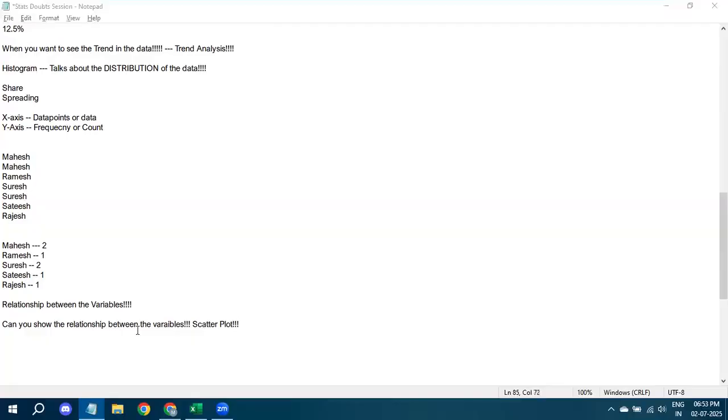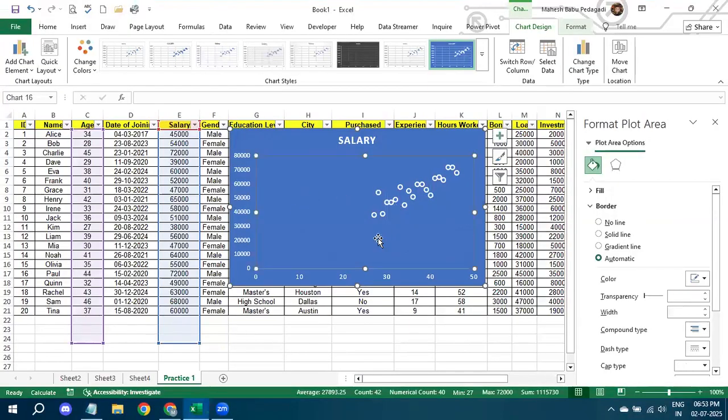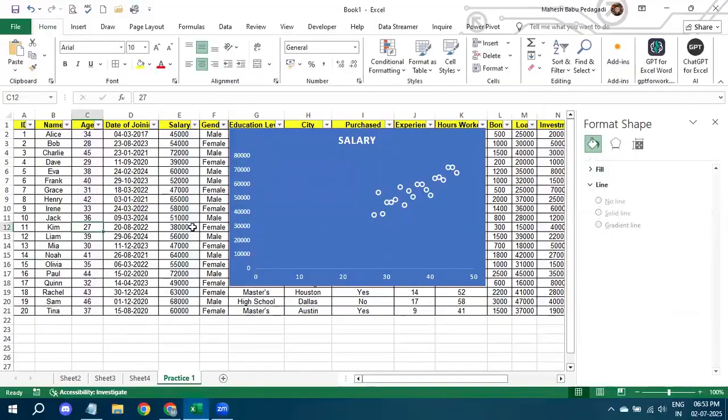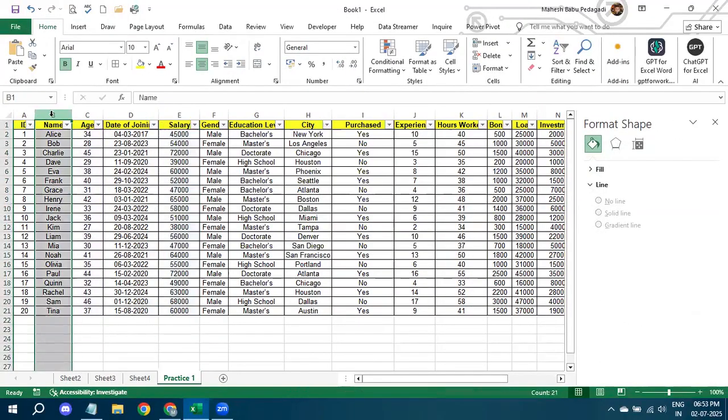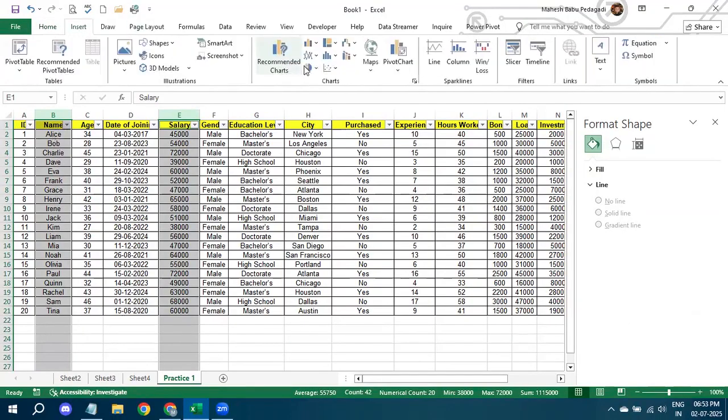Sir, scatter plot talks about the relationship. Fine. You took 2 numerical columns, right? Can I consider a numerical column and a categorical column? Can you show me that result? This is categorical column. This is numerical column. Alice, Bob, Charlie, Dave. Can I compare these things? No. Okay, see. I will show you the results.